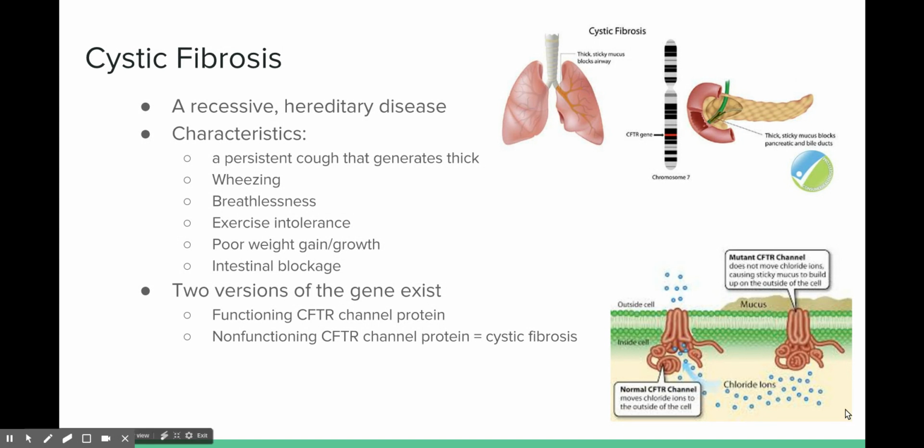This particular disease primarily affects the organs of the respiratory system, so the trachea, the bronchi, and the bronchioles in the lungs. It also has an effect on cells of the digestive system, primarily cells inside of the pancreas and the bile ducts that empty their materials into the large intestine during digestion.